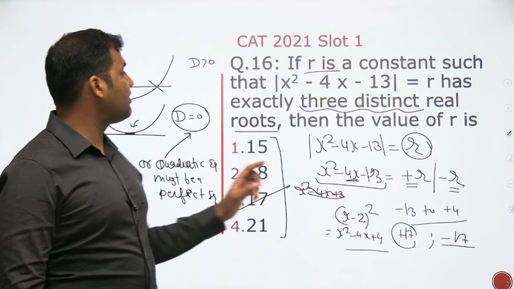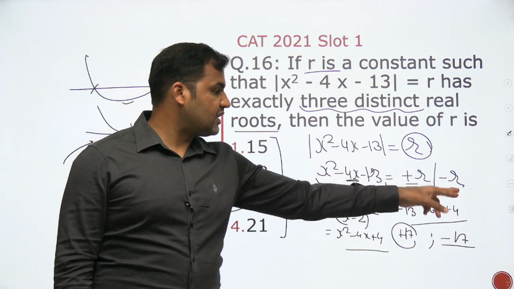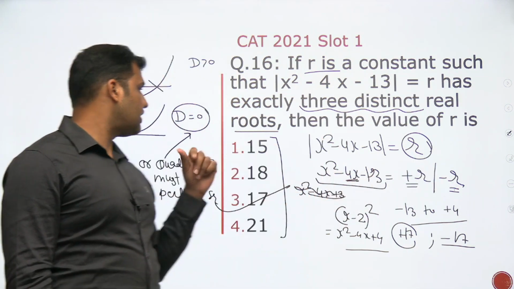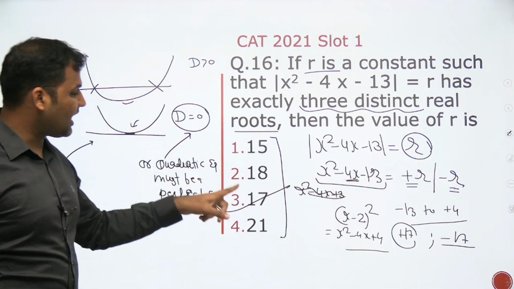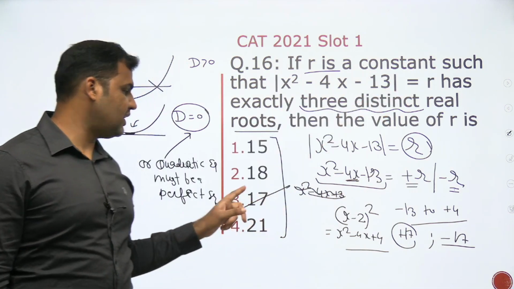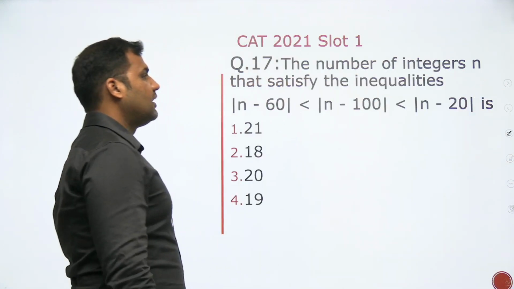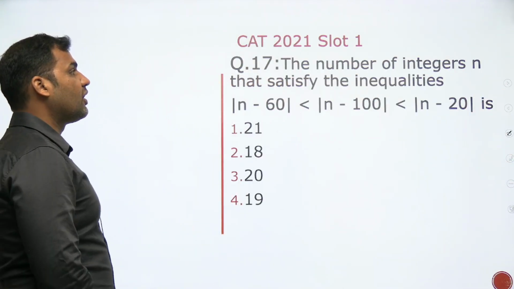जब ये परफेक्ट स्क्वायर नहीं बनेगा तो ग्राफ ये बनेगा, 2 डिस्टिंक्ट रियल रूट्स आएंगे. और इफ आई टेक द वैल्यू ऑफ आर एज माइनस 17, तो ये परफेक्ट स्क्वायर बनेगा और एक ही रूट आएगा. तो 17 इज द ओनली पॉसिबल वैल्यू दैट कैन गिव यू 3 डिस्टिंक्ट रियल रूट्स, राइट? सो थर्ड ऑप्शन इज द करेक्ट आंसर ऑफ द क्वेश्चन. यू डोंट नीड टू सॉल्व इट, राइट? This looked like a complex question, but it's actually not.